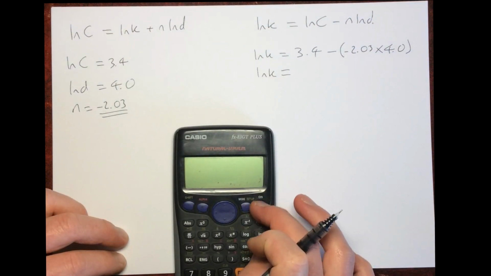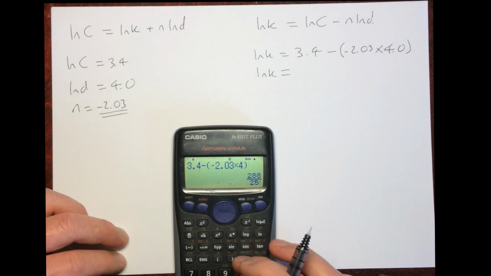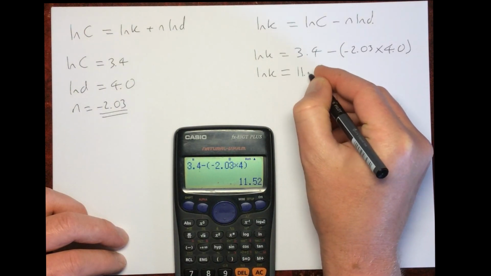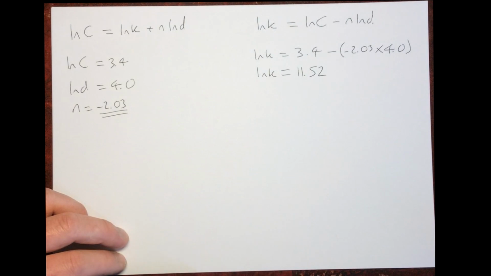Now you're just going to do 3.4 minus minus 2.03 times 4, and that's going to equal 11.52. Okay, so there's your value for lnk.